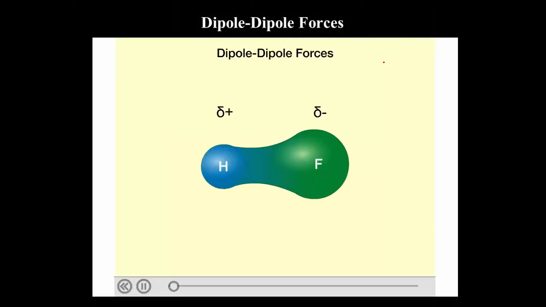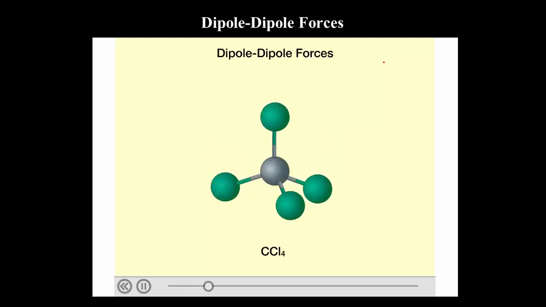Bonds between atoms with different electronegativities have a permanent dipole, that is, a separation of charges, because of the unequal sharing of electrons. Some molecules which contain polar bonds do not have a net dipole. For example, carbon tetrachloride has polar carbon-chloride bonds, but the polarities cancel as a result of its symmetrical structure. It is therefore a nonpolar molecule.